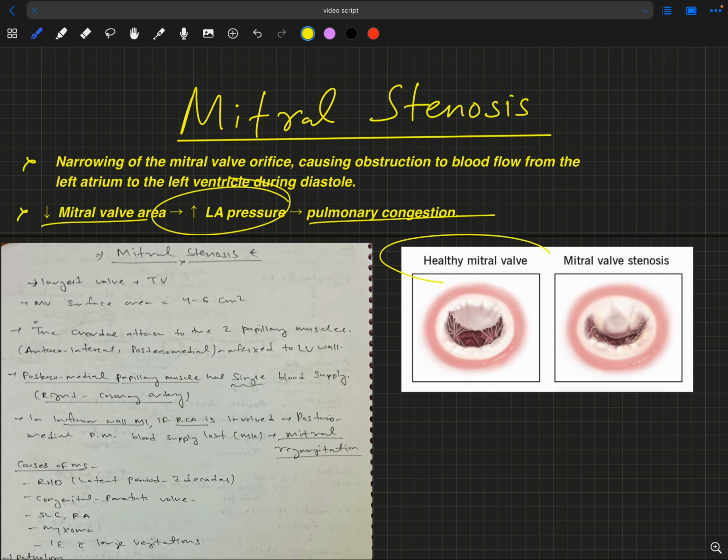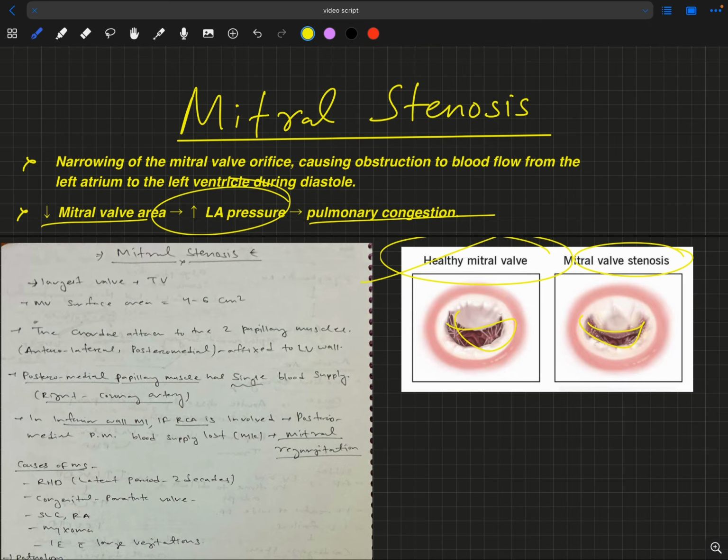So what happens here? Now look, this is the healthy mitral valve. This is opening completely. But in case of stenosis, the valve is not opening completely. So it causes obstruction to the blood flow from the left atrium to the left ventricle. That leads to volume overload inside the left atrium, which leads to an increase in left atrial pressure. It is transmitted into the pulmonary veins because the left atrium is connected to the pulmonary veins. So there will be a rise in pulmonary capillary venous pressure, and a rise in pulmonary capillary wedge pressure, and that will lead to pulmonary congestion and dyspnea, or pulmonary edema can be there also.